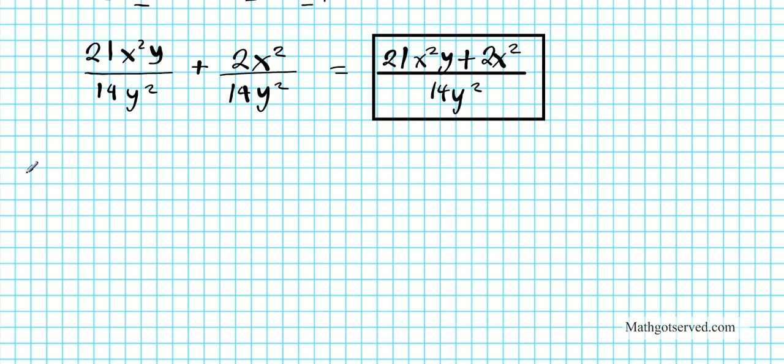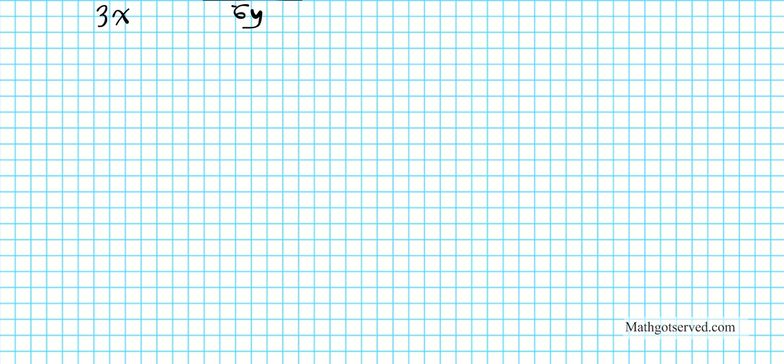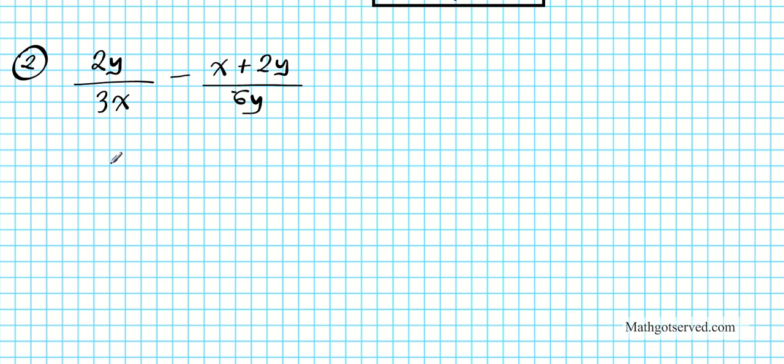So for number 2, we have 2y over 3x minus x plus 2y over 6y. All right. Now let's go ahead and break down everything to see if there are any common factors that can be taken out. So here on the top we have 2 times y over 3 times x, and then minus, this is just a monomial x plus 2 times y over 3 times 2 times y.